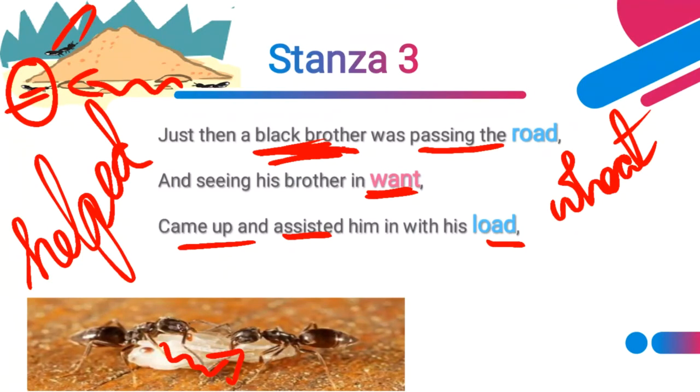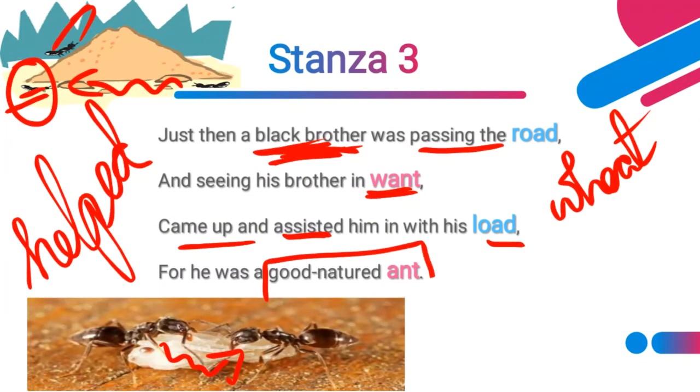Then, for he was a good-natured ant. So we can say that the black brother ant was a good-natured ant. That's why it was ready to help the little black ant as soon as he understood that it was in need. So my dear children, this is how you should help your neighbors. If you see any needy people on your way, don't ignore them. Just try to help them in any way.